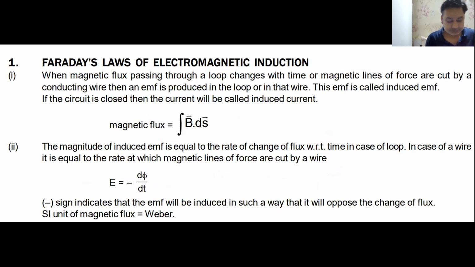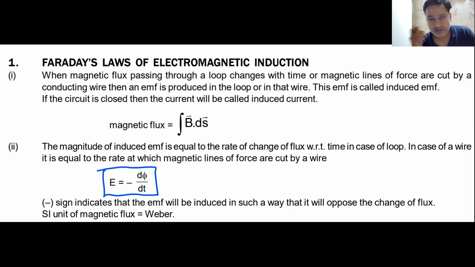Just to give you a view of what Faraday's law of electromagnetic induction is. I hope you know this, right? Whenever you have a magnetic flux linked with a coil, and that magnetic flux linked with the coil changes with time, then an EMF is induced in the coil. That is known as Faraday's law of electromagnetic induction, and the value of that induced EMF is minus d phi by dt. Yes or no? It's equal to the negative of the rate of change of flux.